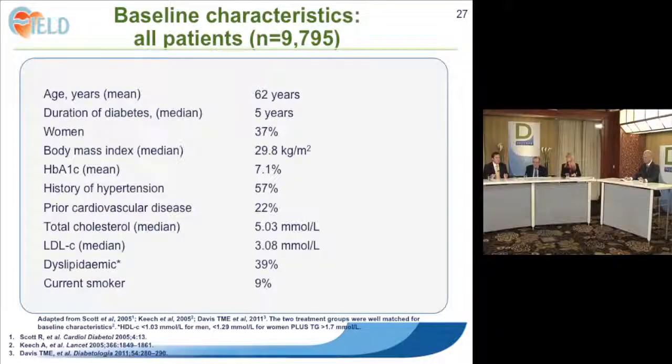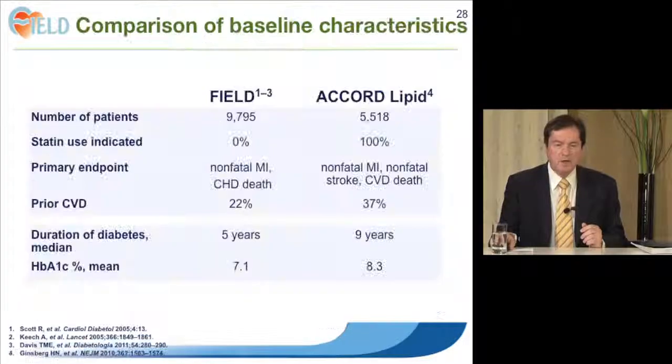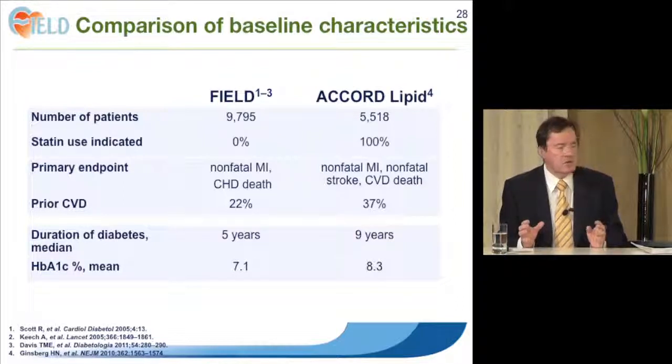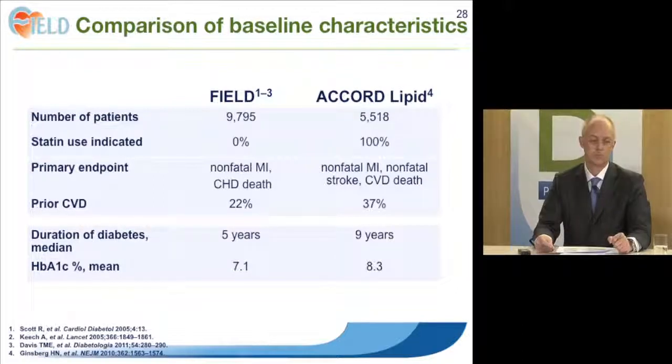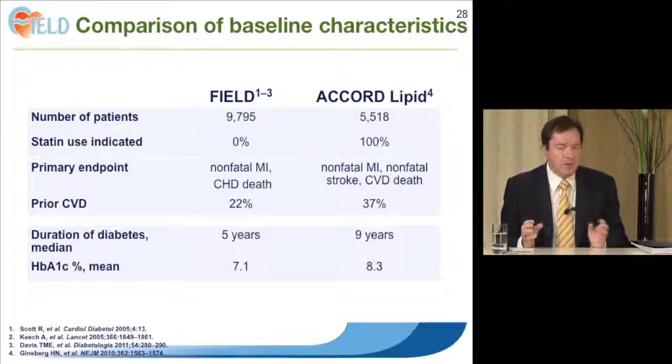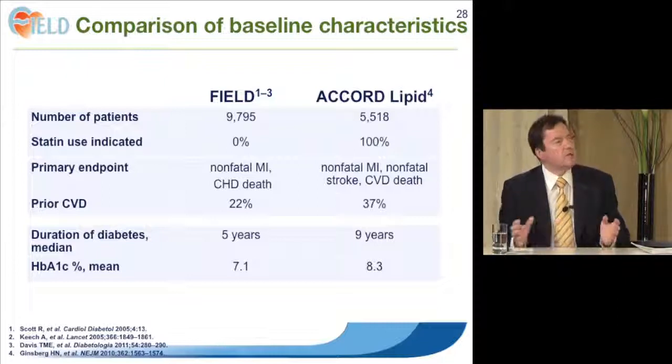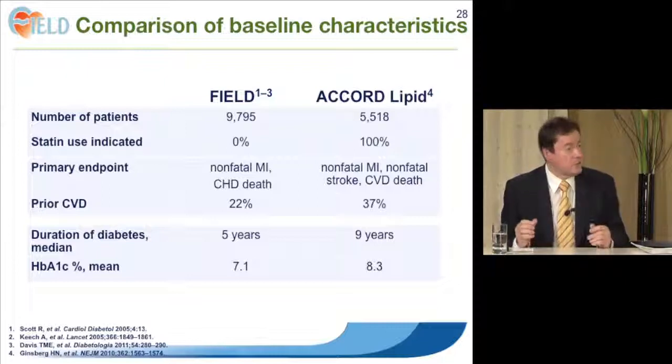Now, when we compare those characteristics with the ACCORD study, obviously the FIELD study was a little bit larger than the ACCORD lipid trial, and the key difference is that in FIELD we were assessing an intention to test fenofibrate monotherapy, although as you will see, during the course of the trial there was a lot of statin use taken up by patients, versus in the ACCORD trial where all patients received background statin therapy.